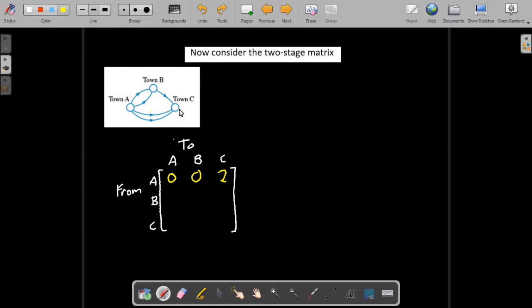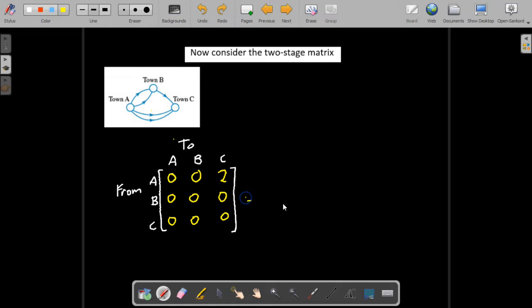From B to town A, again, there's no way to go back from C to A, so there's no possible ways there. From town B to town B, I can't make a loop. I can go to C, but I can't go back to A, so there's no possible ways there. From B to C, I can go directly there, but that's the one-stage pathway, so there's another 0 there. And then, like before, we've got no pathways that go out from town C, so they're all zeros.